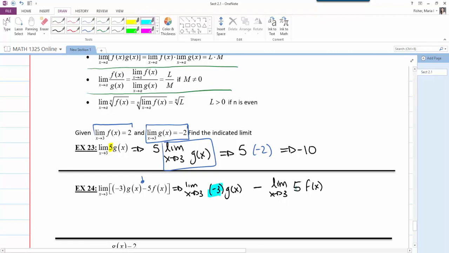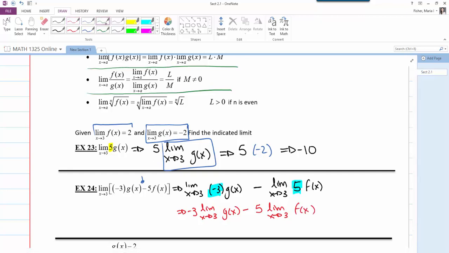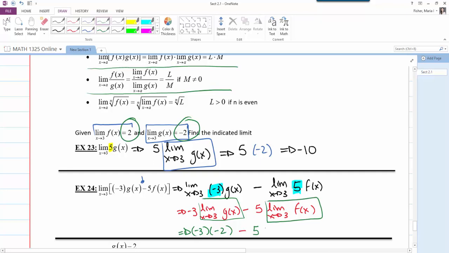And then both -3 and 5 are constant multiples, so we know that we can rewrite this as -3 times the limit as x approaches 3 of g of x minus 5 times the limit as x approaches 3 of f of x. Well, I know that the limit as x approaches 3 of g of x is equal to -2, and I know that the limit as x approaches 3 of f of x is equal to positive 2.